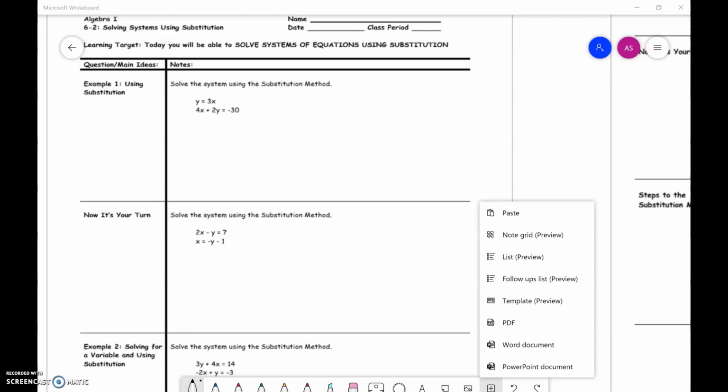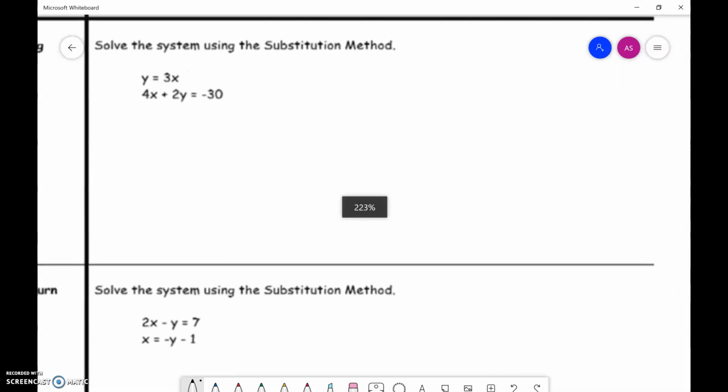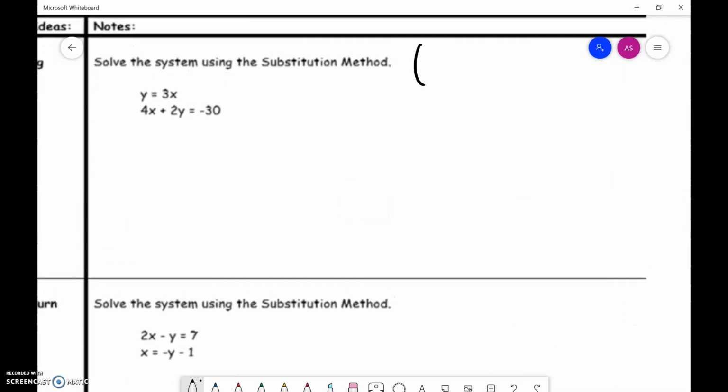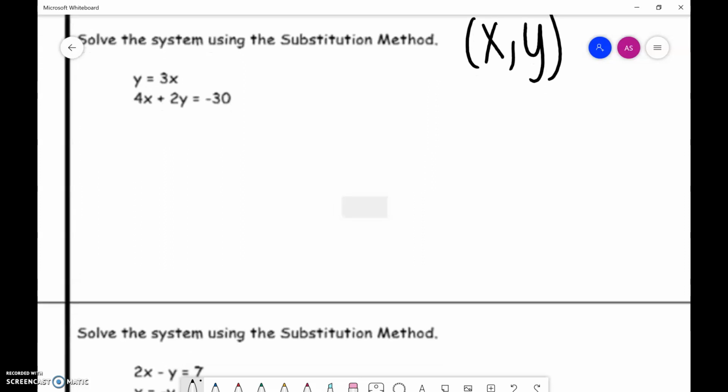All right, here is systems of equations using the substitution method. So we just finished graphing, and you should know from graphing that our answer is an x and y coordinate. So this is just another method to do the same thing. So let's get started. When you're doing the substitution method, the key word is to substitute, okay?